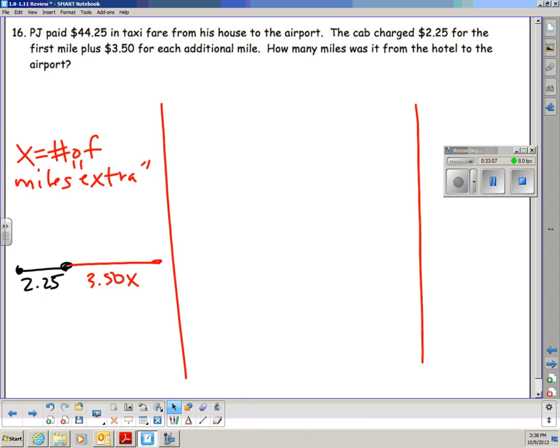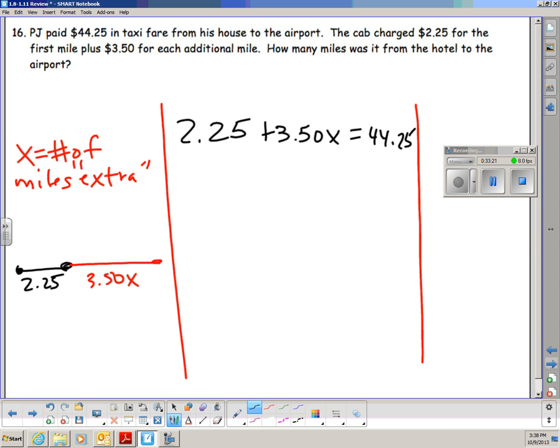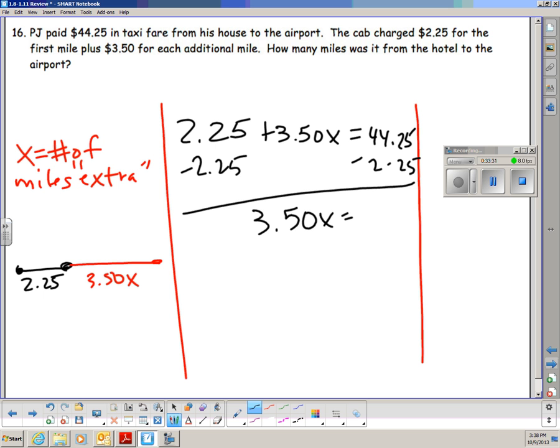So now I have my $2.25 initial fare. This is how cabs work, by the way. If you hop into a cab, you have to pay an initial fee at the beginning, plus $3.50 for each mile, and that totaled $44.25. And there's my equation. And now we can solve it. So I'll subtract 2.25, and I'll get 3.50x equals 42. Divide by 3.50, divide by 3.50, and x is going to be 12.